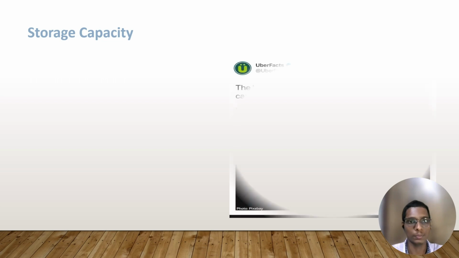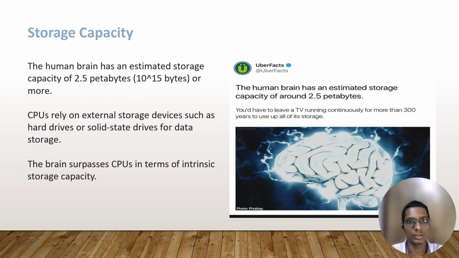Now, let us look at the storage capacity of the human brain and a CPU. The human brain has an estimated storage capacity of 2.5 petabytes, that is 10 to the power of 15 bytes, or more. The human brain is nearly limitless, but on average we say 2.5 petabytes. CPUs rely on external storage devices such as hard drives or solid-state drives for data storage. The brain surpasses CPUs in terms of intrinsic storage capacity.